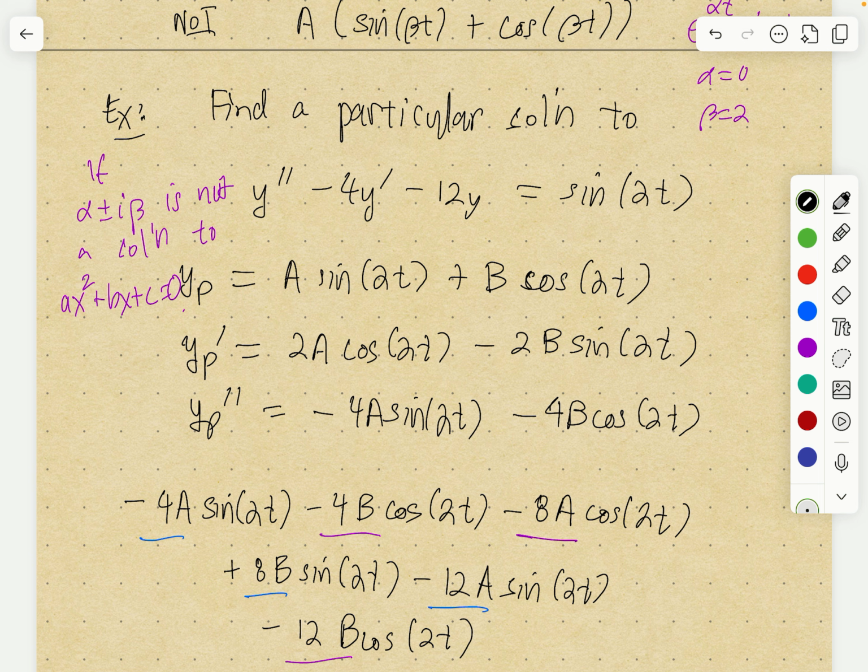Okay, in the next video we're going to do some more examples of this, and then we're going to talk about what happens if you have a sum of terms. So what if instead of sine of 2t you had sine of 2t plus e to the t or something like that? We're going to talk about what to do, and then we're also going to talk about what happens if you have e to the alpha t times sine of beta t, or e to the alpha t times cosine of beta t.